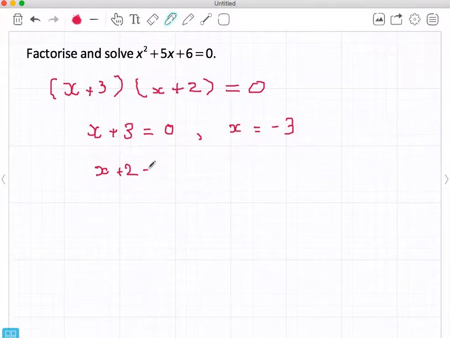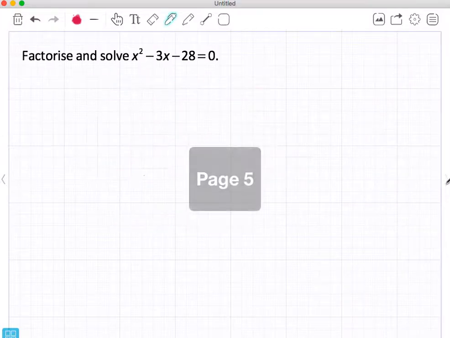And I make the second bracket equal to 0. And so my two answers are x equals negative 2 and negative 3. Now lots of students will look at that and think, I just need to reverse this and this to get the answers. It's not quite that simple.